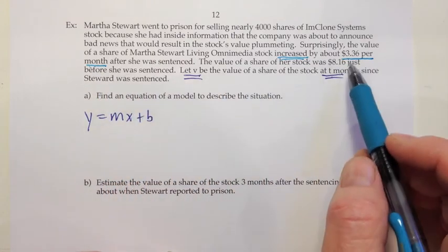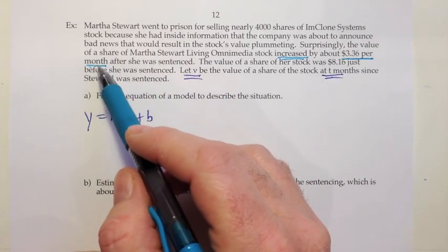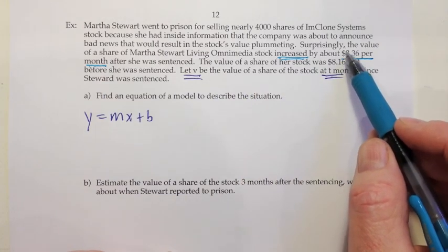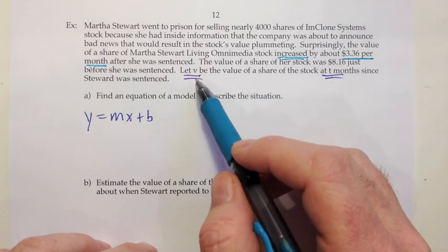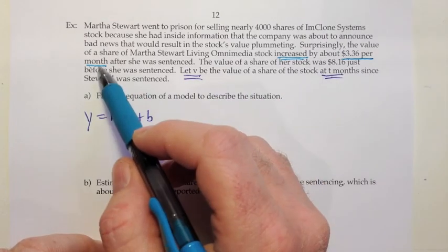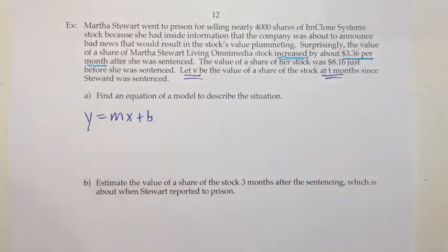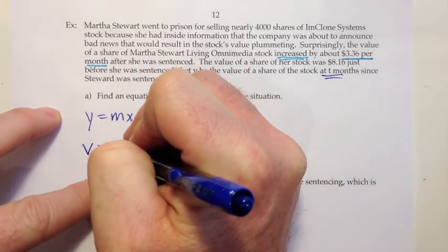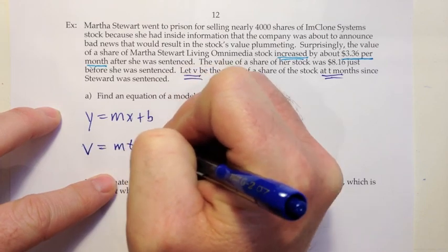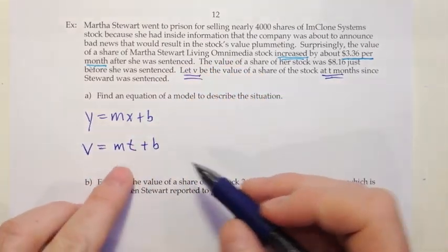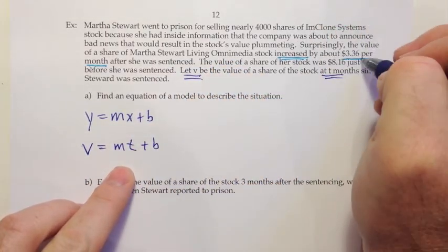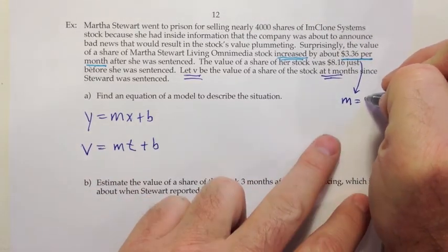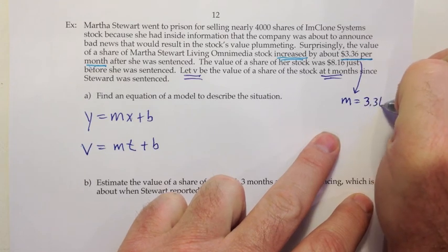And then remember that whatever is in the denominator of that is your input, and the units in the numerator are the output. So it looks like the dollars is the output, so that would in fact be value. And months would be the input, so that would be T. So we're looking for V equals M times T plus B. And we just found the M. Right here we found the per, all that sort of stuff, and we were convinced that was our slope. So M is equal to 3.36.